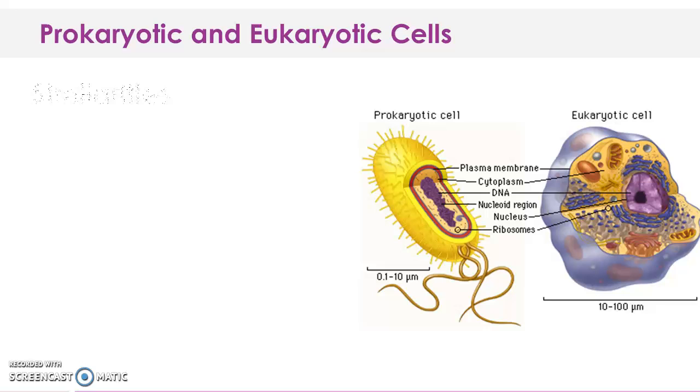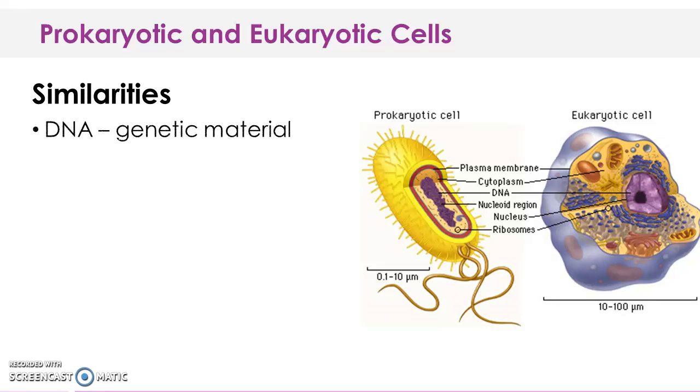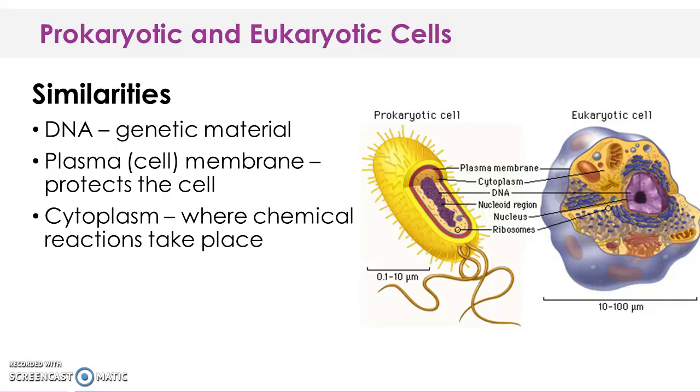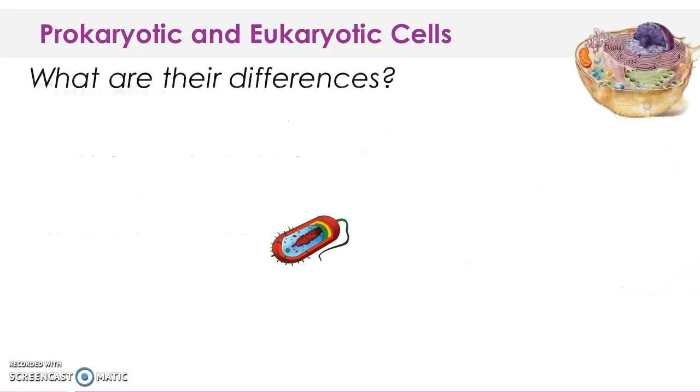So let's start with some of the main similarities between these two types of cells, because they are both cells, so they do have some things in common. The first of those would be they both contain DNA, or genetic material. The second is they both have a plasma cell membrane, which protects the cell and is located around the outside of the cell. The third thing they have in common is cytoplasm. Cytoplasm is that jelly-like material that houses the organelles, and that's where chemical reactions take place. And the fourth thing that they have in common are ribosomes. Ribosomes are organelles or cell structures that make proteins.